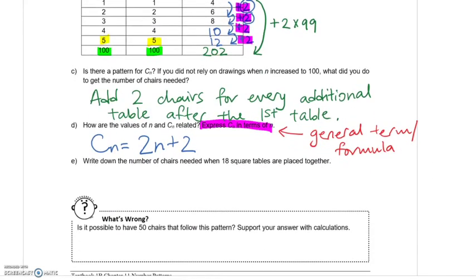Okay, so in part E, write down the number of chairs needed when 18 square tables are placed together. So in this case, we need to find C18, which is 2 times 18 plus 2. So 36 plus 2, that gives you 38.